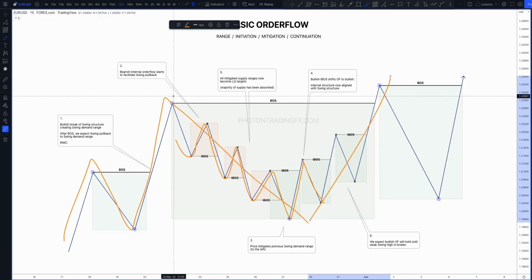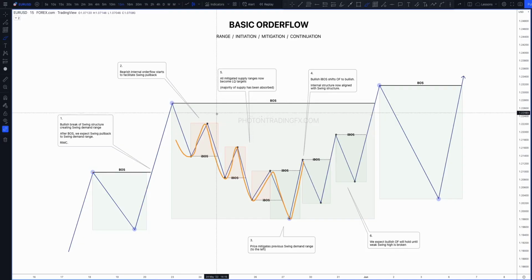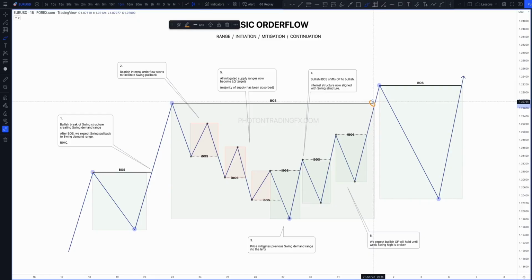So now we're ready to what? To take out that weak high. And that's it. Then we expect those demand ranges to be respected until that high goes. And then the exact same thing would happen again. We'd come in to mitigate such a swing range to form that higher low.